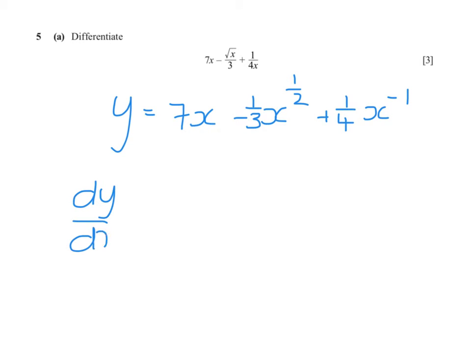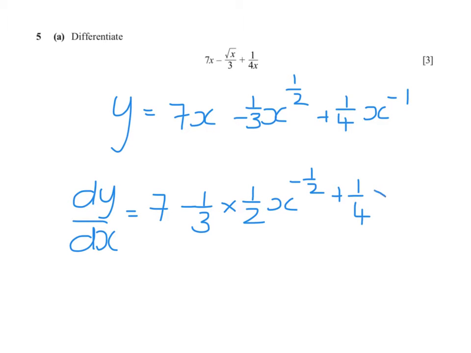To differentiate, 7x becomes 7. We then have -1/3 times the power, and then take 1 away from the power. So 1/2 take away 1 would be -1/2. Then have +1/4 times -1, x to the power -2. So that gives me 7 - 1/6 x to the power -1/2 - 1/4 x to the -2.